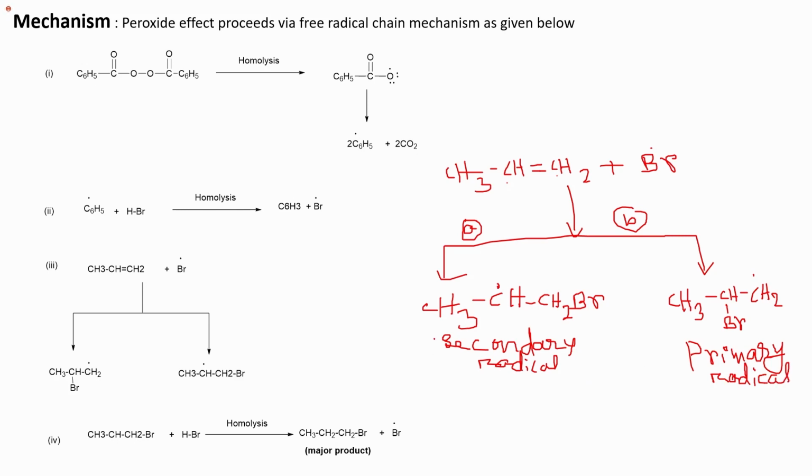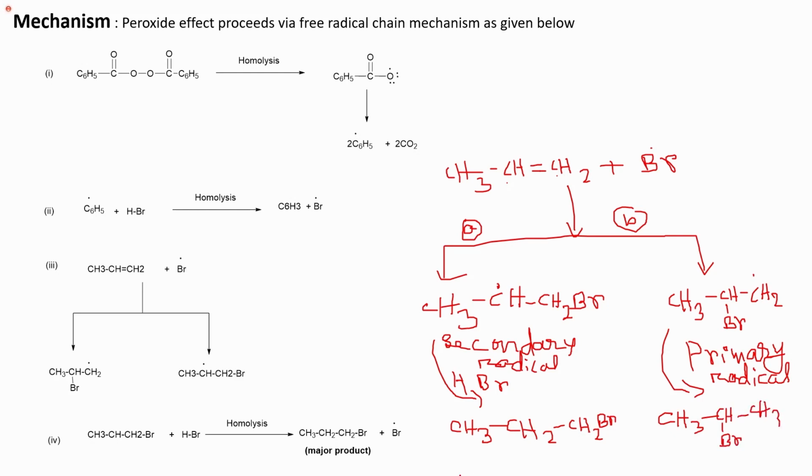Now the secondary radical, what will it form? In the presence of HBr, again hydrogen will be abstracted by this carbon. Then what we are generating is CH3, CH2, CH2, Br. And here CH3, CH, Br, then CH3. So this is 1-bromopropane we are getting. So this is our actually expected product.